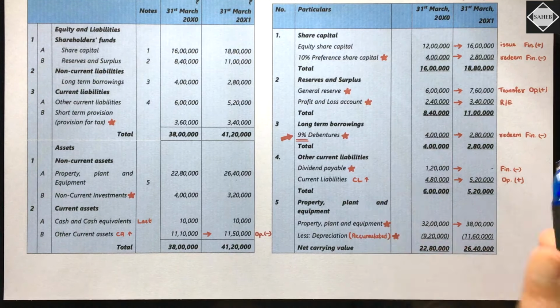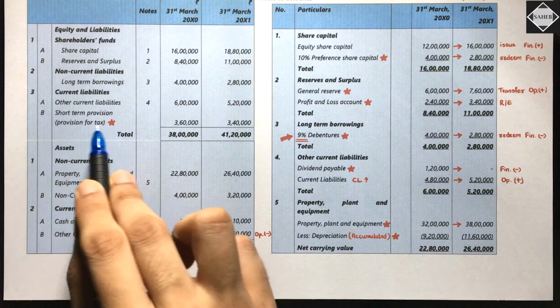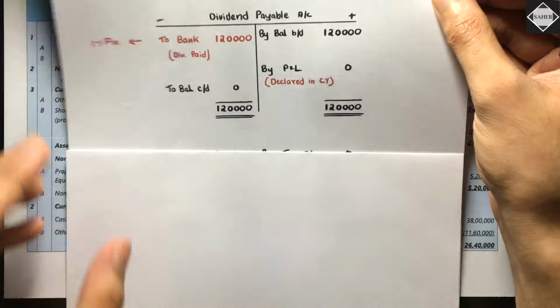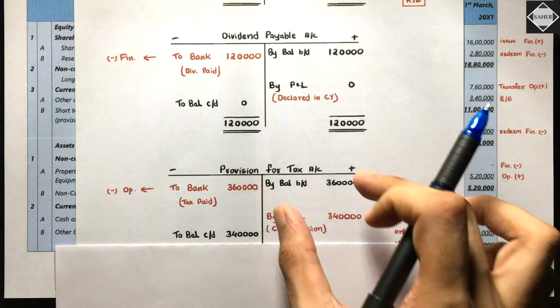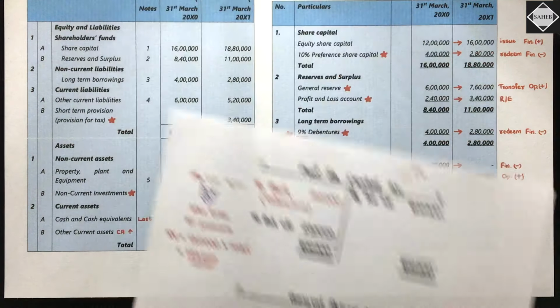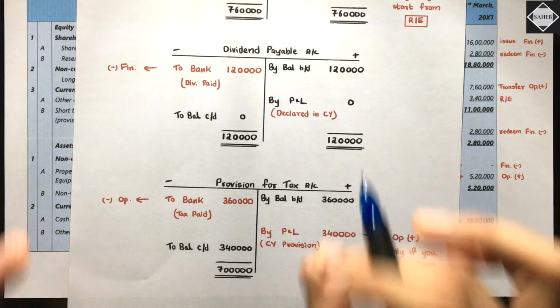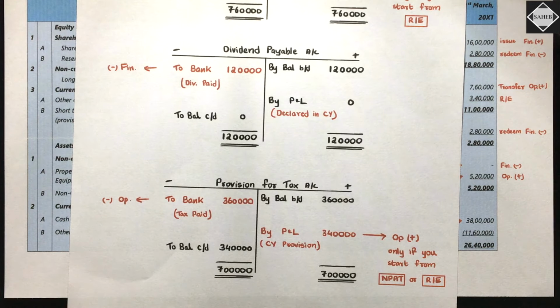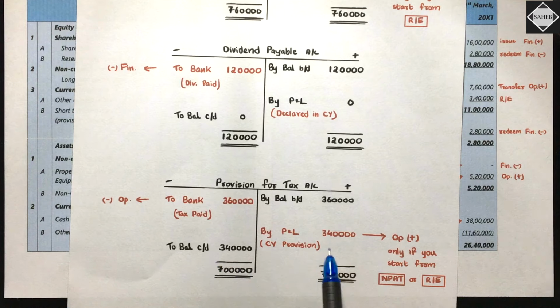After this, what else is left? See, current liabilities. Okay, nothing regarding that. Everything is over. No, we have tax also. See here, short term provision. Provision for tax is really simple. See here, provision for tax has credit balance, so opening balance on the credit side and closing balance on the debit side. Now the question has said, opening balance is 3,60,000, closing balance is 3,40,000. Just opening and closing balance is there, nothing else has been said. So if nothing else has been said, we make the assumption. It's really simple. Opening balance has been paid and closing balance is the current year provision.